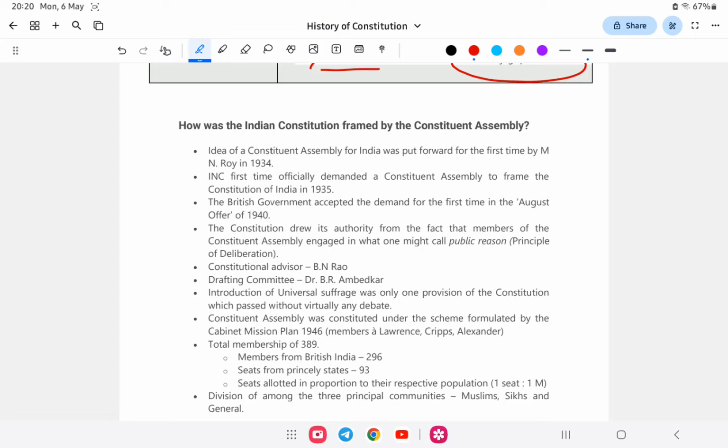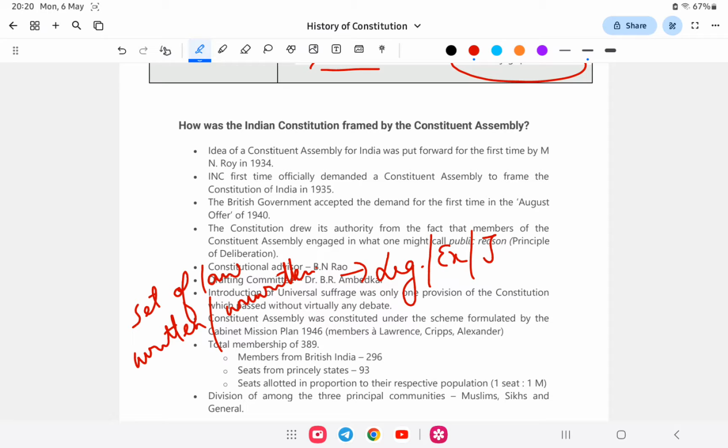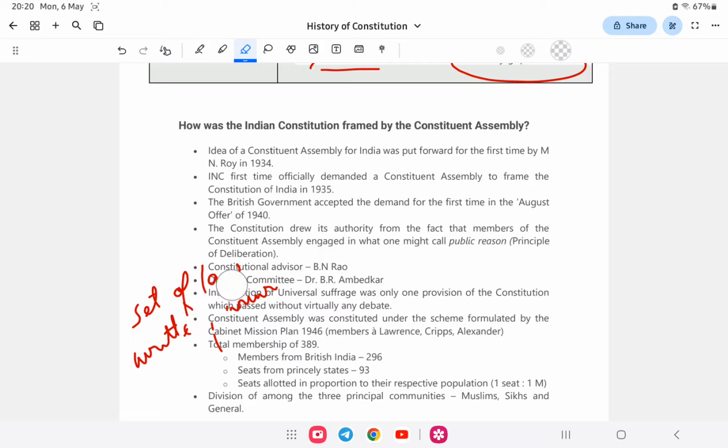Basically, a constitution is a set of rules, a set of laws, written or unwritten, that dictates the power of the legislative, the executive and the judiciary. It means how they function, and whether it is written or unwritten, these rules exist.